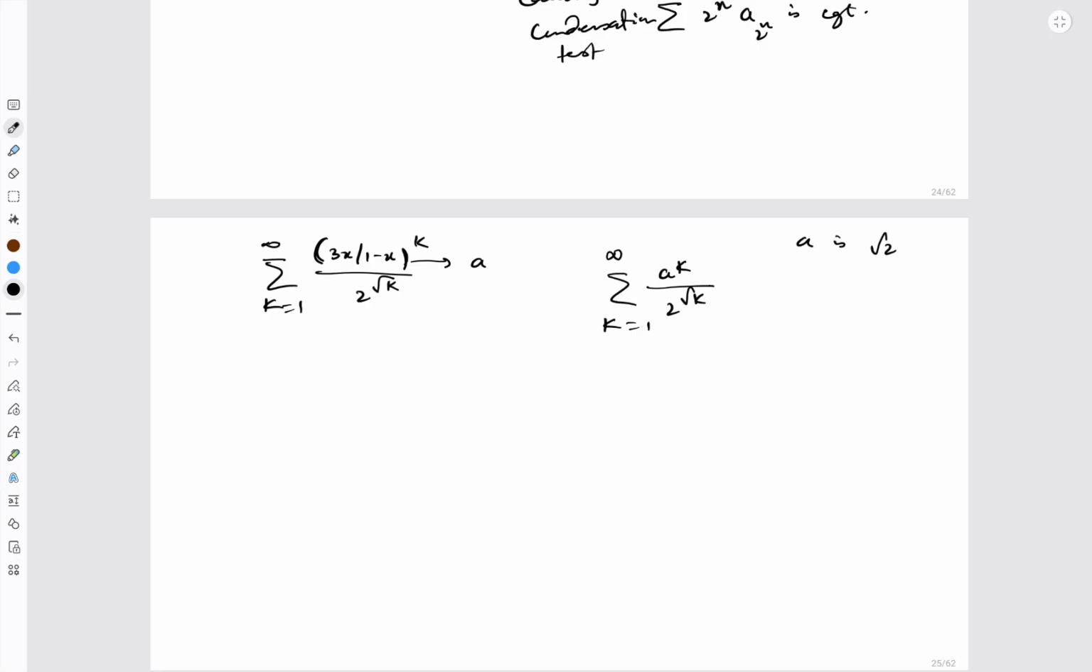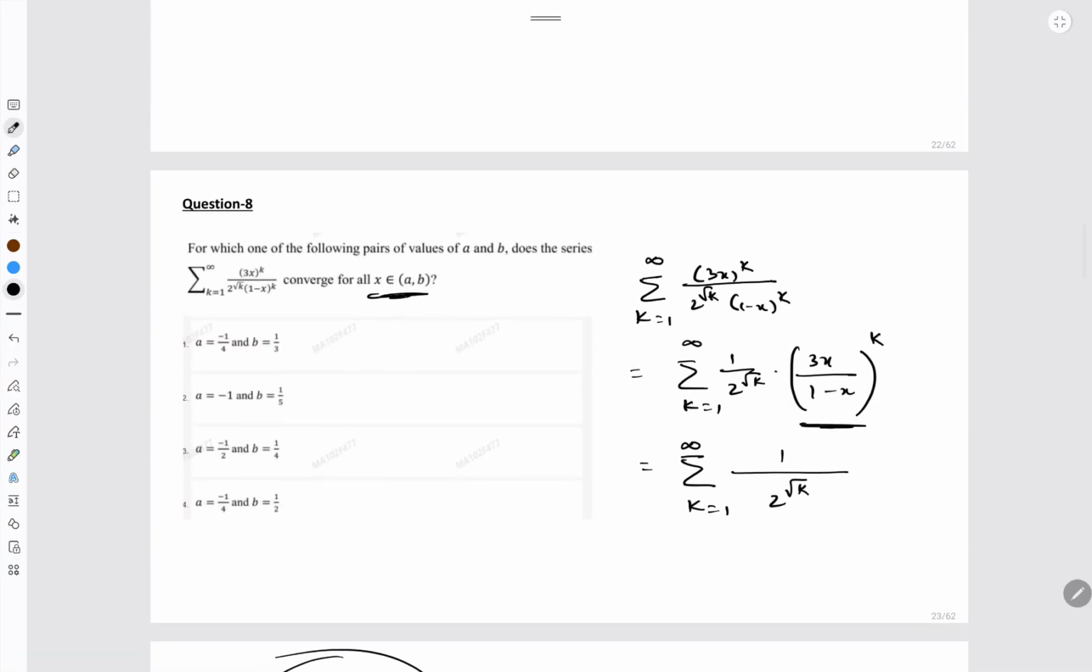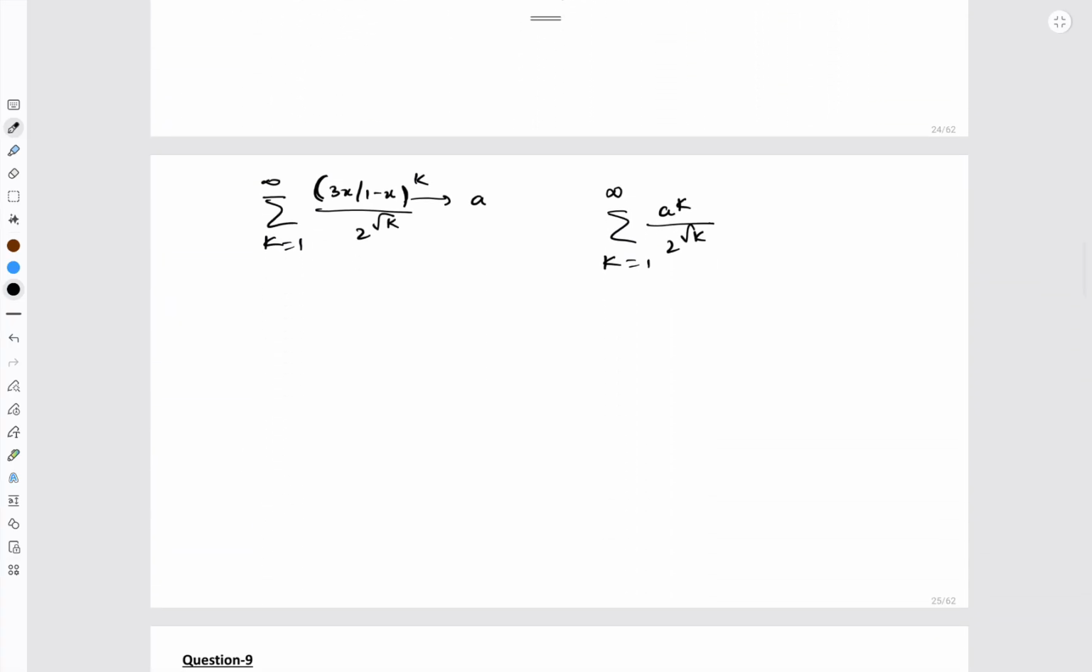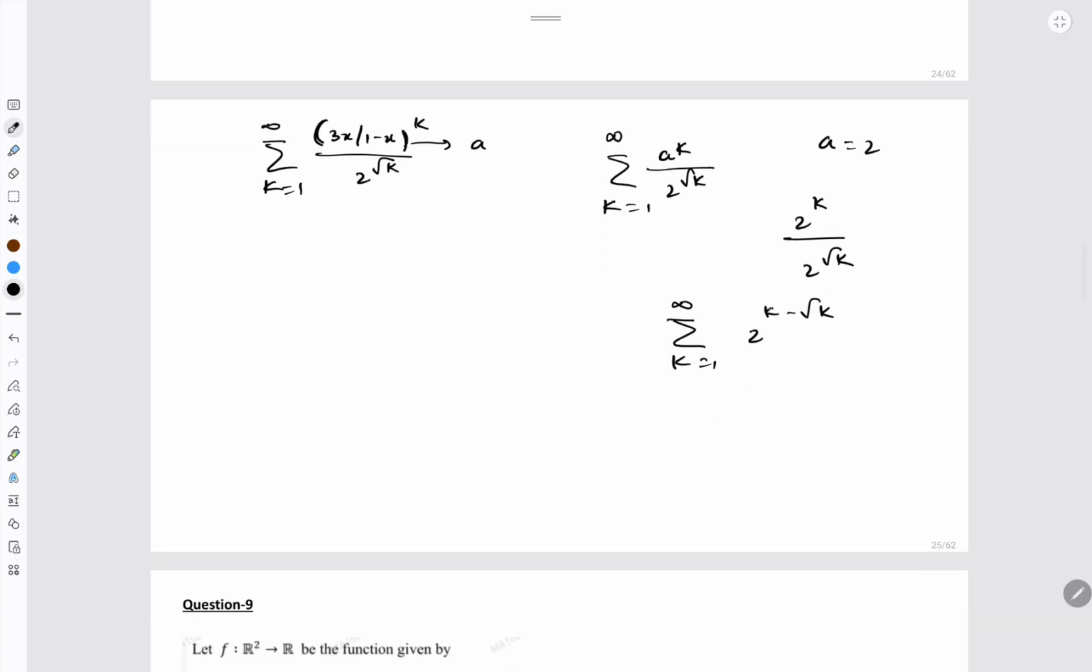Just a minute, let me see the question. It is under root k. So if a is 2 somehow, then 2 power k by 2 under root k, it is 2 to the power k minus under root k. It is a direct exponential series. It is not 1 by exponent, so it is increasing like an exponent, right?